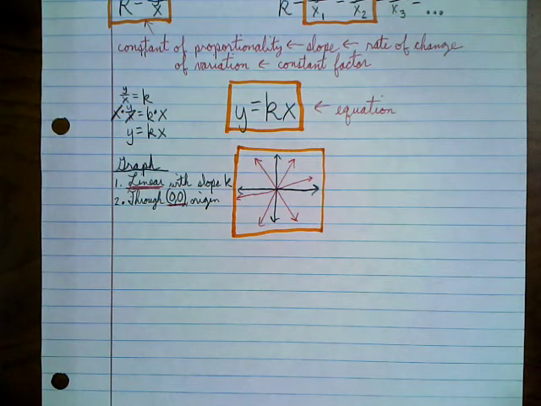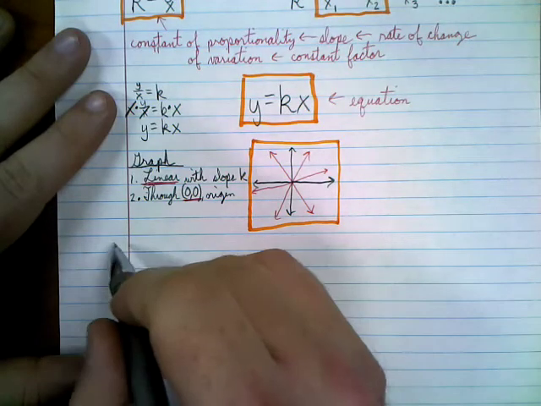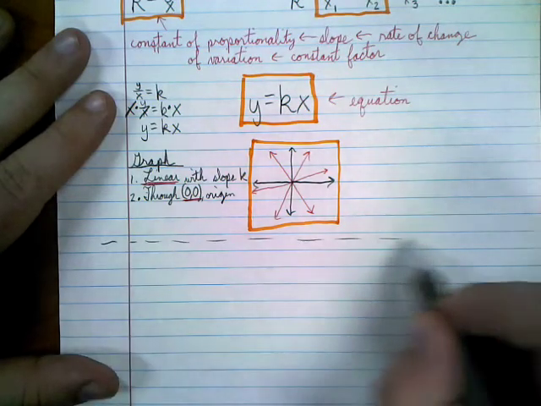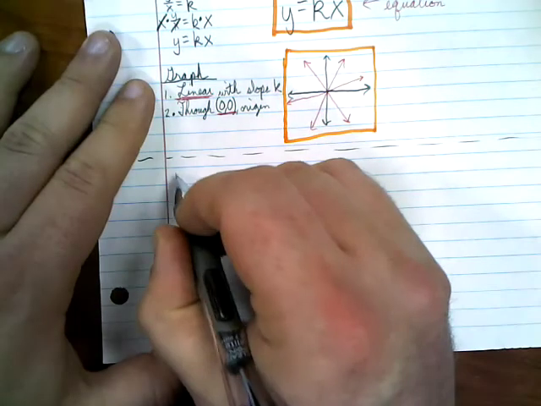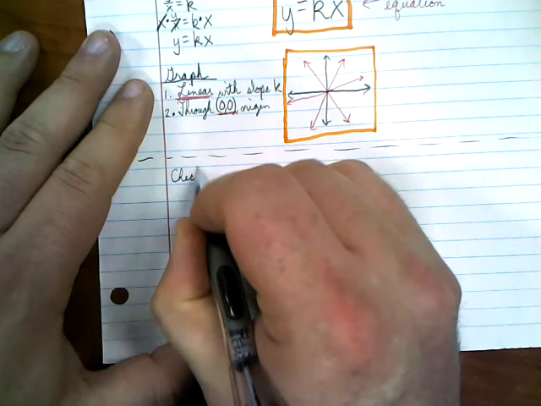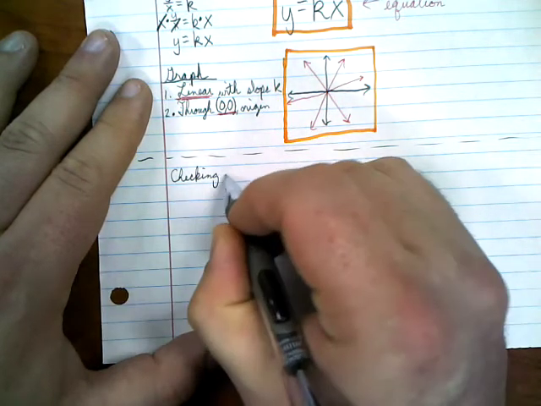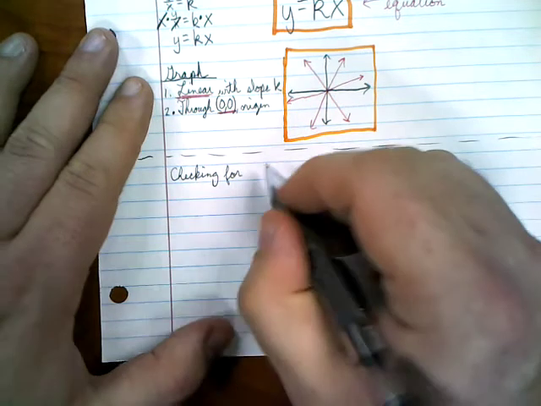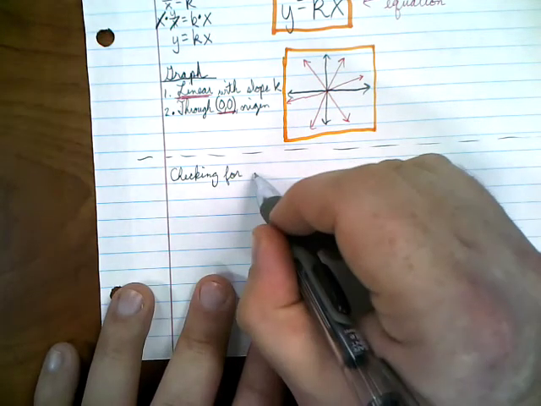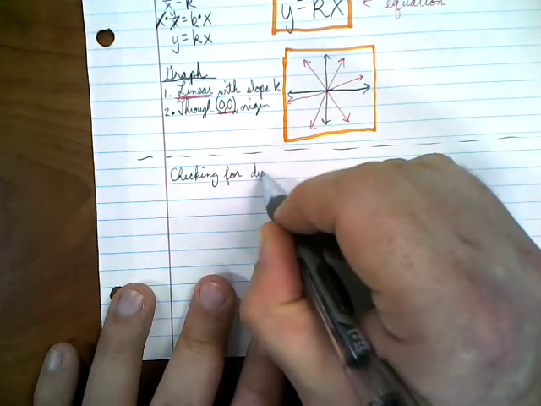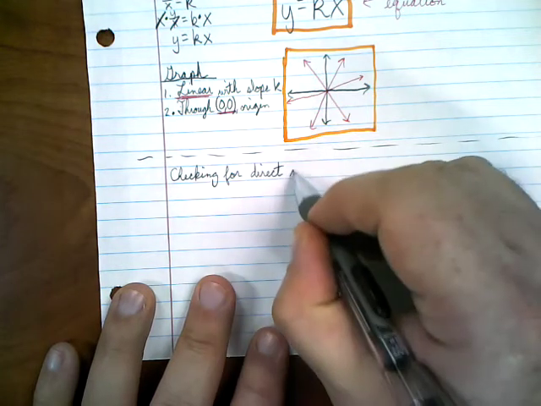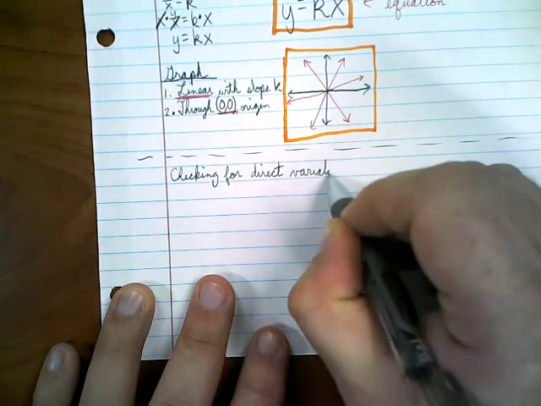So we're going to take a few moments here now, and we are going to identify some direct variations. So we'll label this section checking for direct variation.